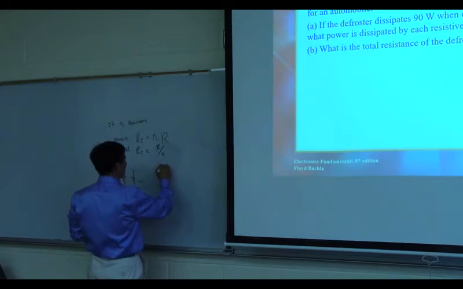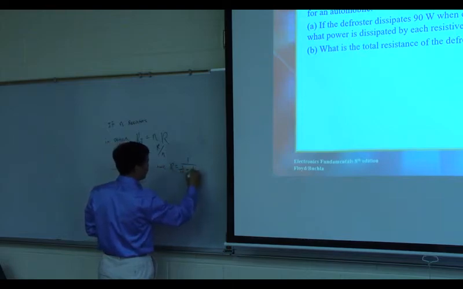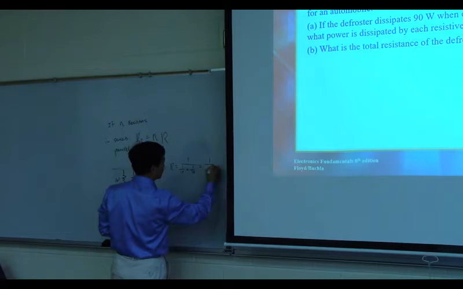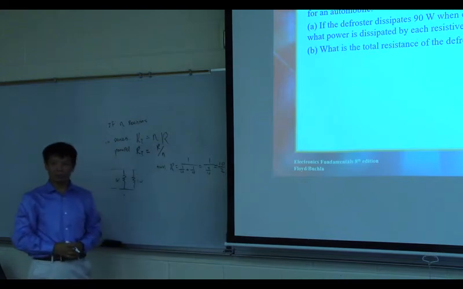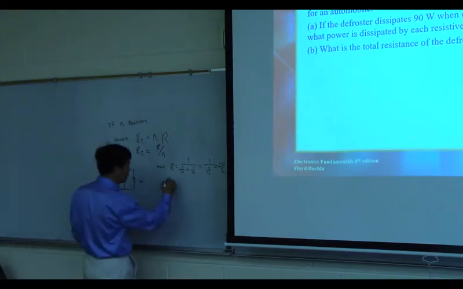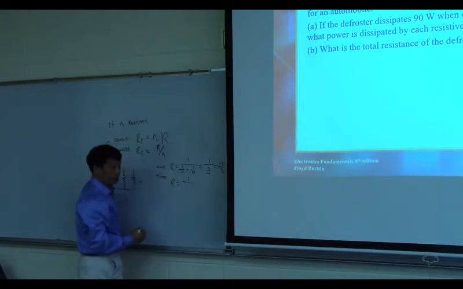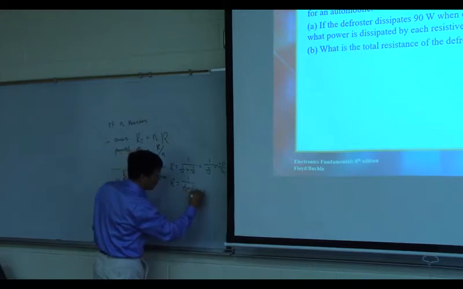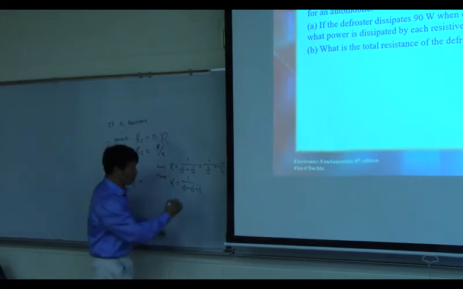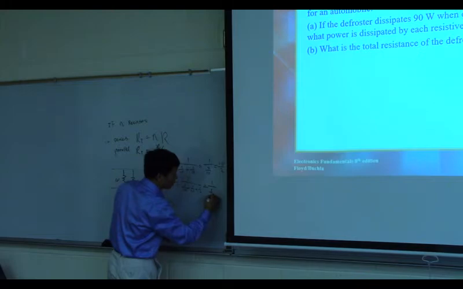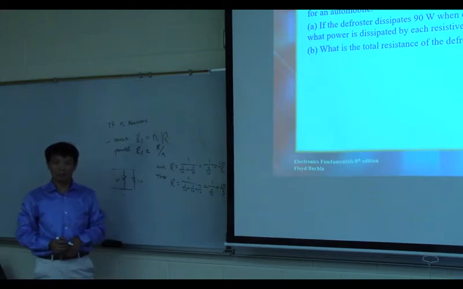If there are 2, the total will equal 1 over 10 plus 1 over 10, so equals 1 over 2 over 10, right? So that means equals 10 over 2, equals 5. If there are 3, R equals 1 over 10 plus 1 over 10 plus 1 over 10, right? These are conductances, and they add up together, so that will equal 1 over 3 over 10, right? That will be 10 over 3. Make sense?